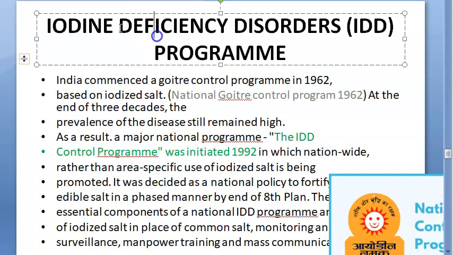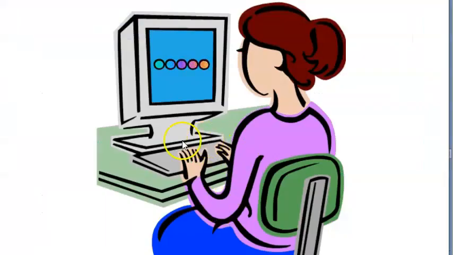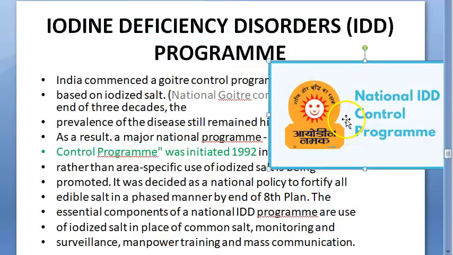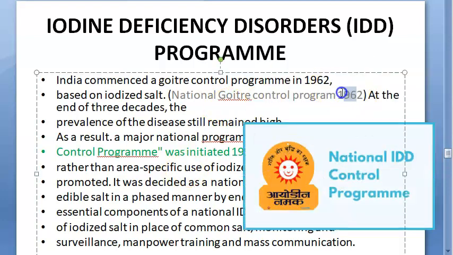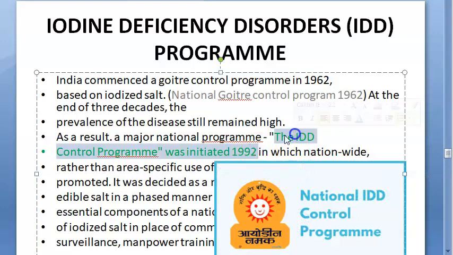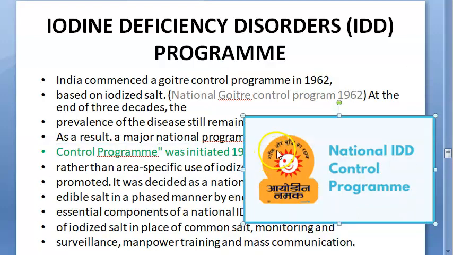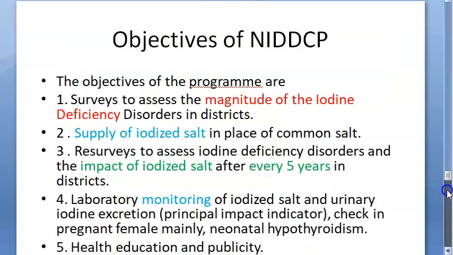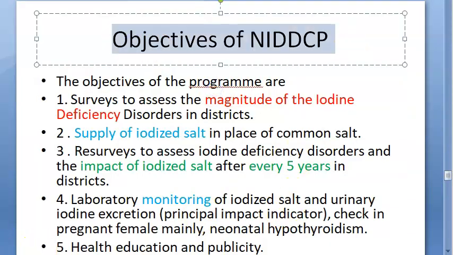Okay. Iodine Deficiency Disorders Program. This is the one that is there currently in our country, NIDDCP. So what do you know about this? It came in 1992. Earlier you had the National Goiter Control Program, that was in 1962. Now in 1992 you have this IDD control program. This one says Shakti or Buddhi ka Rakshak. Who is protecting you? Iodine namak, that is salt. Okay, iodized salt. Then what are the objectives of this program?